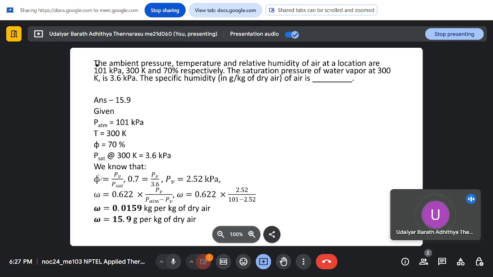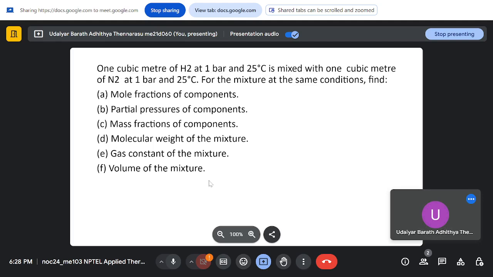So just like the previous case, your relative humidity is vapor pressure divided by the saturated vapor pressure. So substituting the values, we get vapor pressure as 2.52 kilopascal. So omega is 0.622 into vapor pressure divided by your partial pressure of air. So omega, substituting the values, comes out to be 0.0159 kg per kg of dry air. So converting it to gram, you will get 15.9 gram per kg of dry air. So with that, move on to the next question.